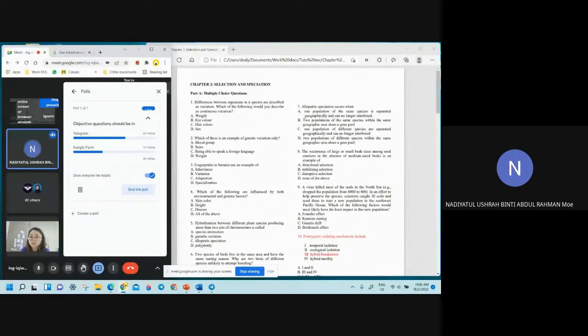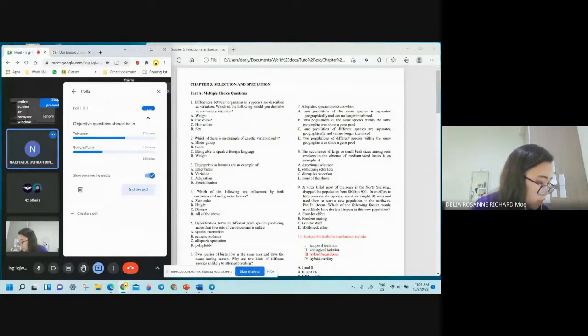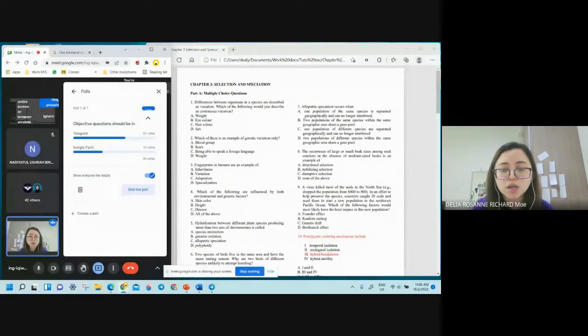Belum ni, kami masih tidak quarantine, masih break. Okay, tiada quarantine, so hopefully tidak perlu quarantine dan tiada case di Block C. Alright, that's good.